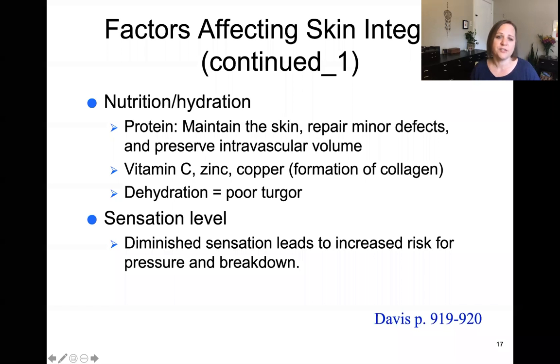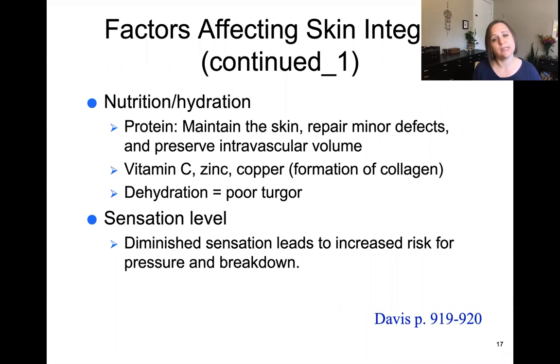Other contributing factors include things like nutritional and hydration status. Poor hydration and poor protein in the body is going to cause a decrease in repair of the skin. And decreased sensation means the patient might not feel the pressure, might not feel the discomfort. And so they might not recognize the risk for a pressure injury soon, until it's too late or until it has gotten too out of hand.